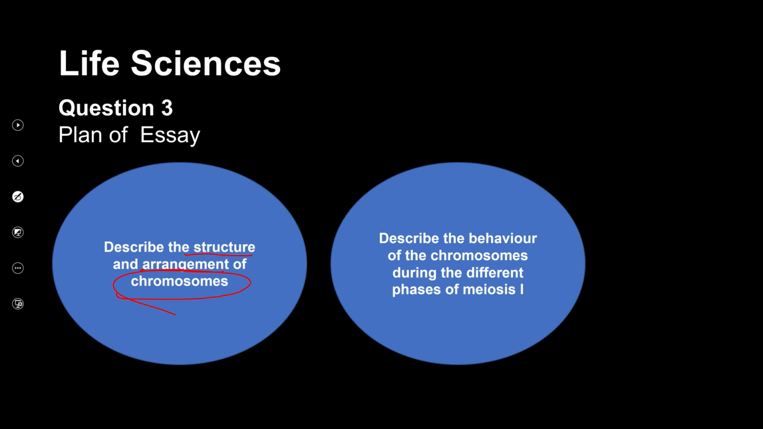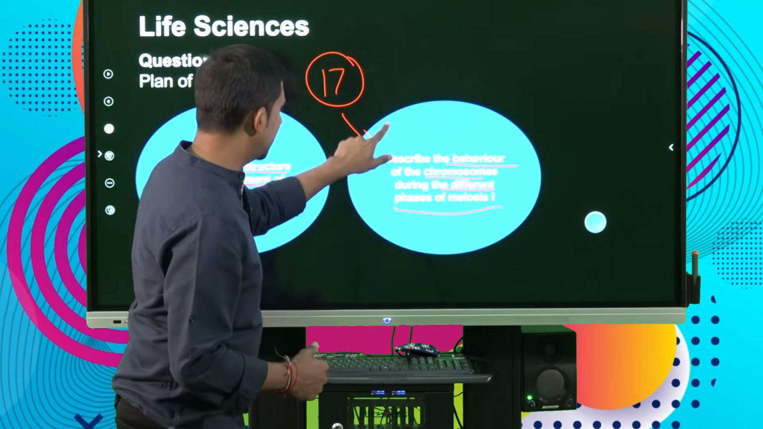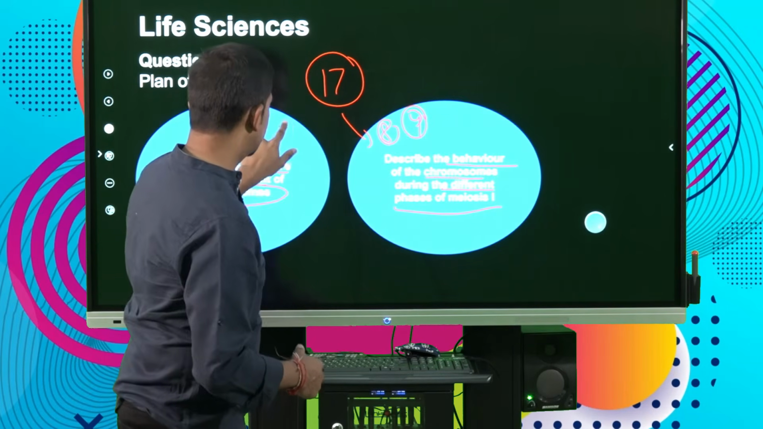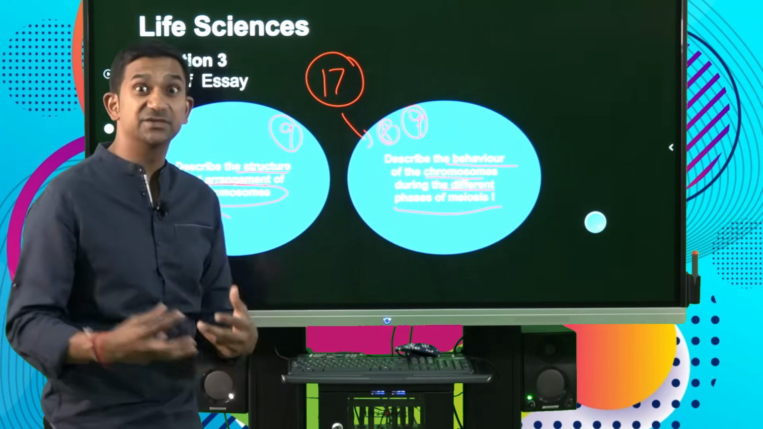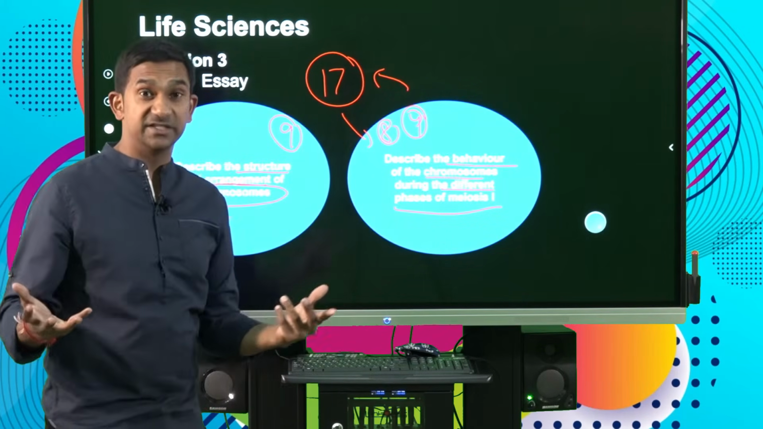That's the first part. The second part of the question requires that we describe the behavior of the chromosomes during the different phases of meiosis. So guys, remember that the essay is 17 marks. So you've got to figure out the number of facts that I need to give for each process. I would rather give 8 or probably 9 facts here and another 9 here, so that I have a collective of 18 facts. And that will take me all the way up to 17 at least.